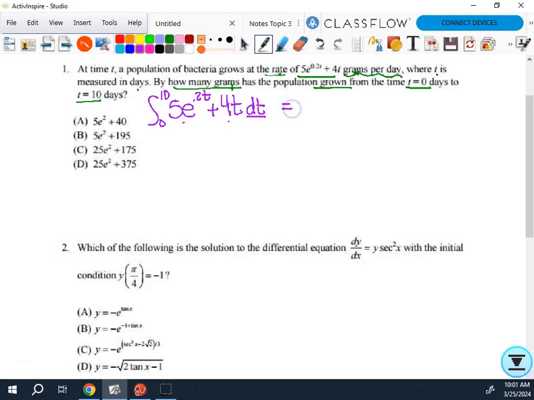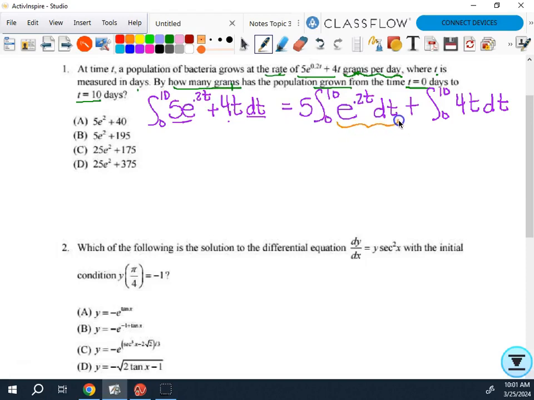So this is equal to, and I'm going to just do this first part here. Not only that, I have this coefficient of 5 that I can pull out front here. So I'm going from 0 to 10, e to the 0.2t dt plus the integral from 0 to 10 of 4t dt. And I need a dt on both of those. Then I can look at them separately because I'm going to need to use some u substitution in the first one, and I don't have to in the second one. So this just keeps it a little bit more clear for yourself.